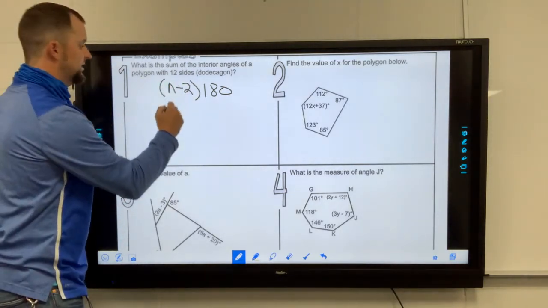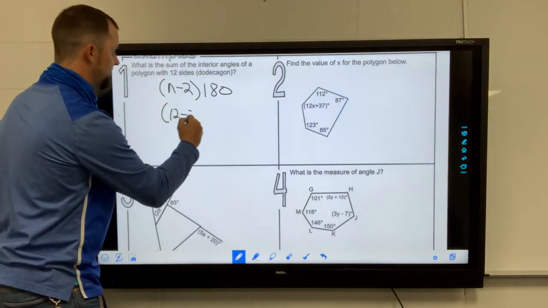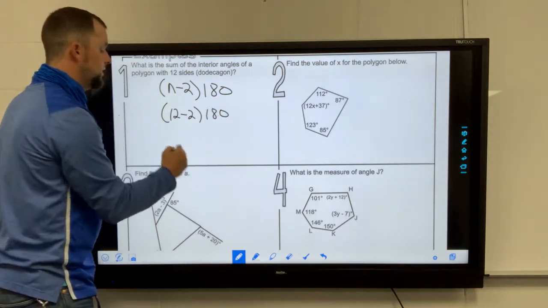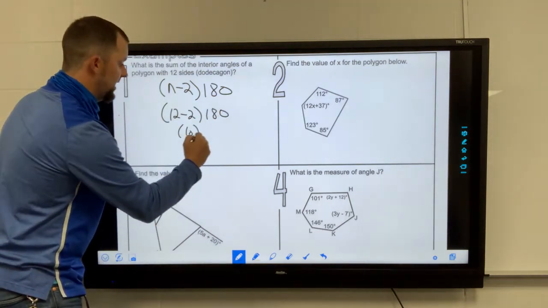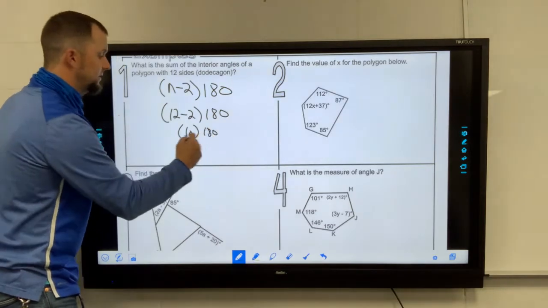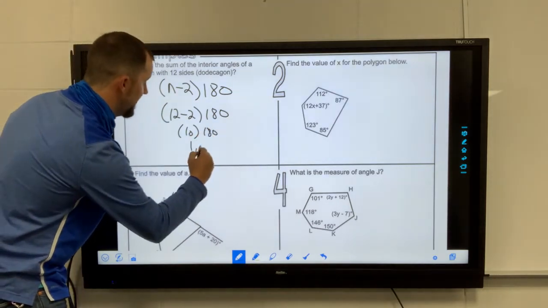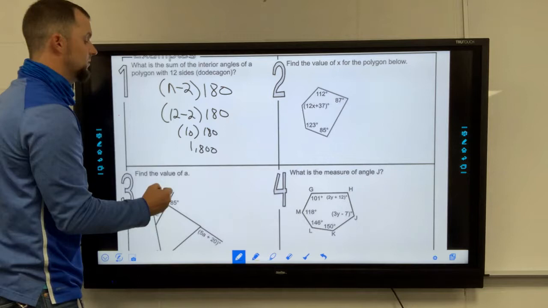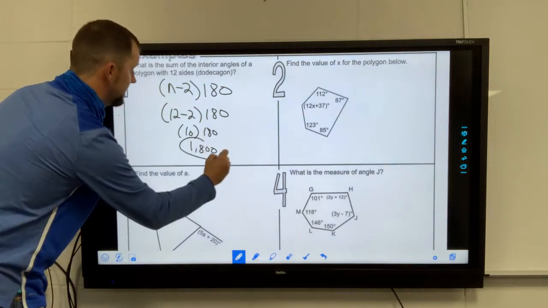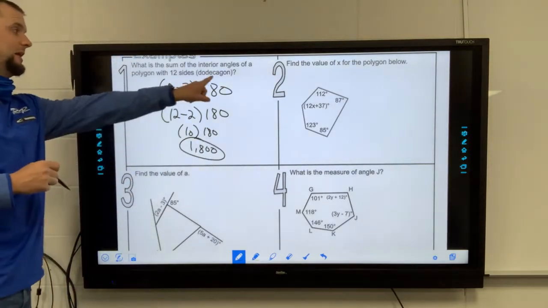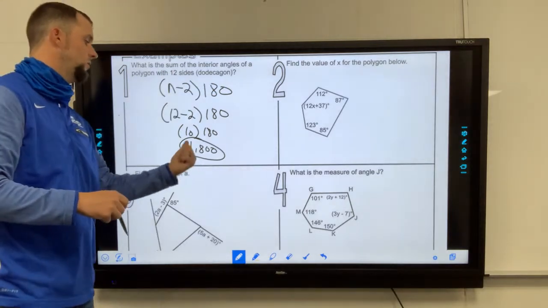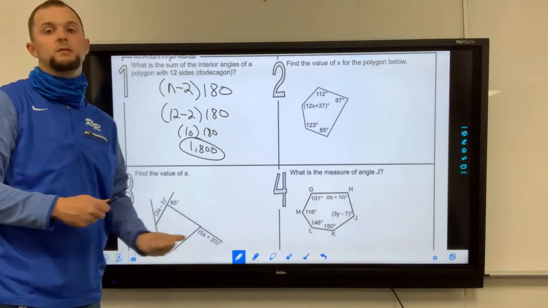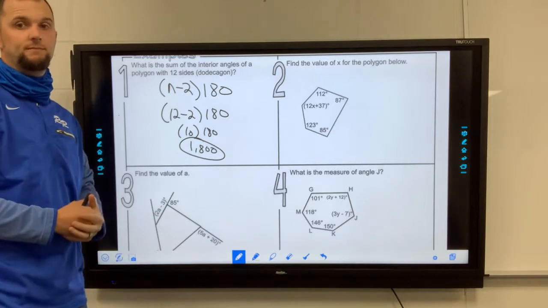And that's going to tell me what all the angles are going to add up to. So right now I have 12 sides, so I'm going to do 12 minus 2 times 180. 12 minus 2 is going to give me 10. So that means 10 times 180 is going to give me 1,800. I'm just going to add a 0 on the end. So that means all the angles of a dodecagon with 12 sides add up to 1,800 degrees. Just take the sides, plug it in, okay?